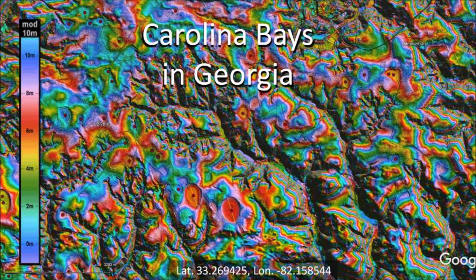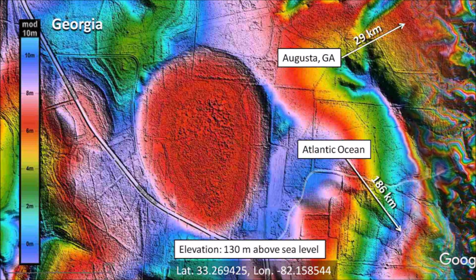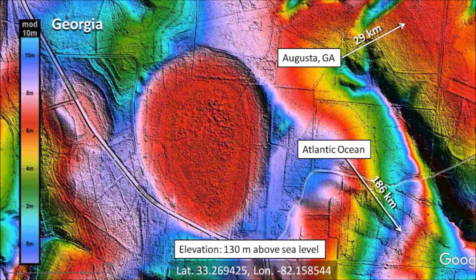The terrain in Georgia is rougher than the terrain in North and South Carolina, so it has fewer impact basins. Water erosion degrades the impact basins very quickly in uneven terrain, and today the Carolina bays are only found on the tops of hills that have a relatively flat surface. Inclined terrain cannot retain the sandy structures of the impact basins. This impact basin is approximately 29 kilometers or 18 miles southwest of Augusta, Georgia, and 186 kilometers or 116 miles from the Atlantic Ocean. The center of the basin has an elevation of 130 meters above sea level.